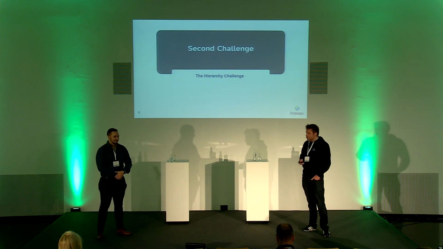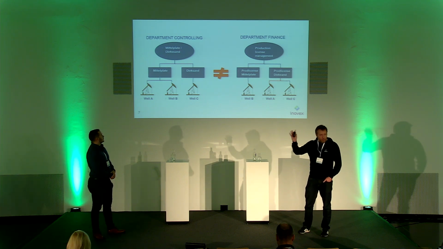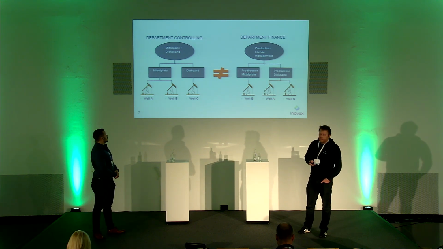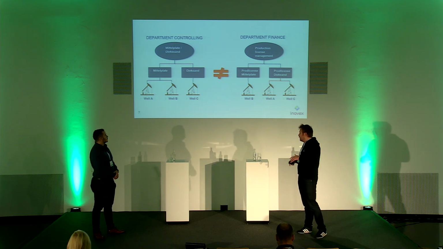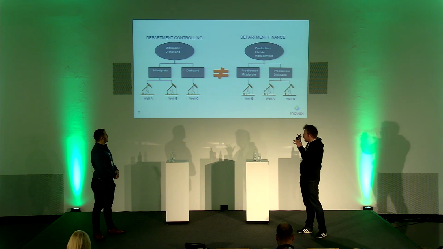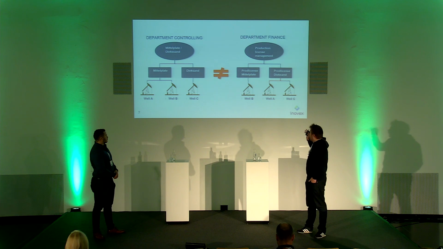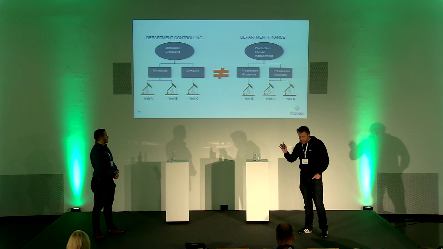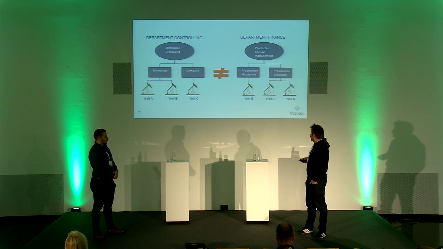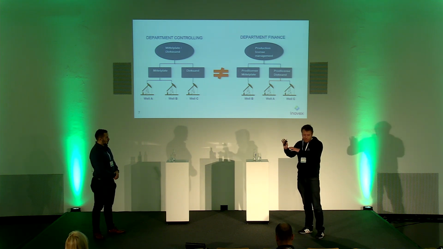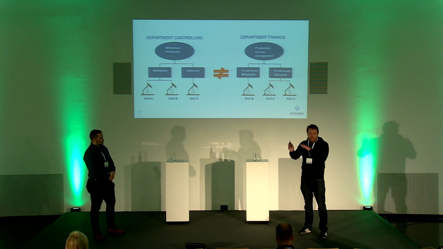And our second challenge, which we highlight as the hierarchy challenge: we have a department controlling, and they have a certain hierarchy for how to report data, and they, for example, combine the data from well A and well B to a field called Mittelplate. But then there is another department, finance, and they simply deviate from the controlling hierarchy and sum up data slightly differently. So in this case, they count up well A and well C to Dechen.